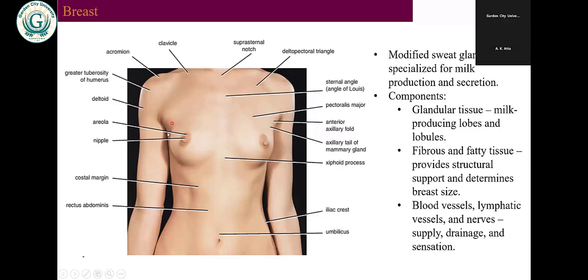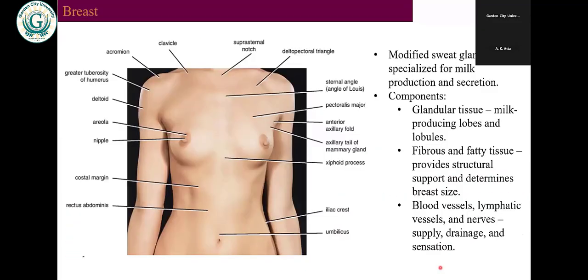So that's the breast. The breast is actually a modified sweat gland. Within the breast you have the glandular tissues that will produce milk. Then of course you have fat, adipose connective tissue, which largely determines the breast size. Of course, the breast size is also determined by your genes. Then you have blood vessels, nerves, and lymphatic vessels.